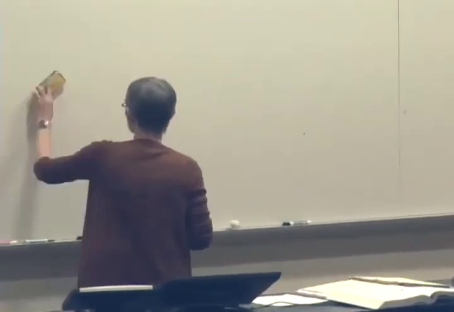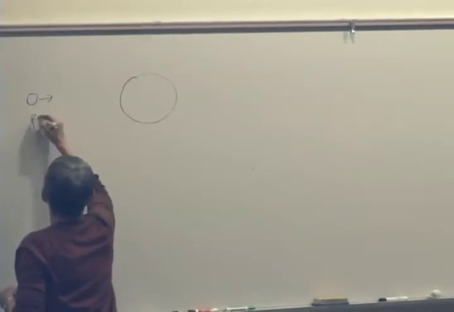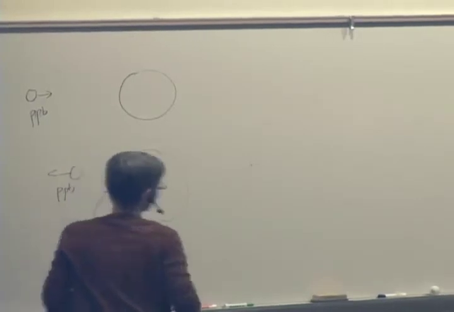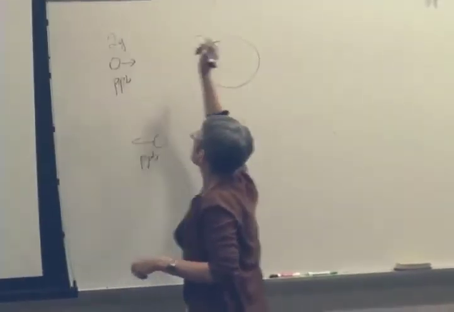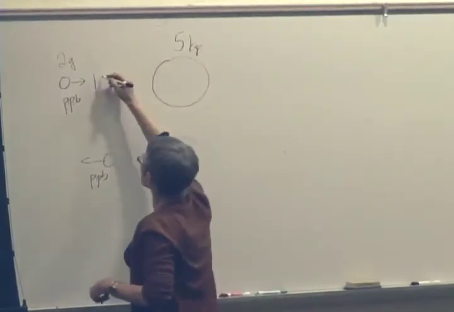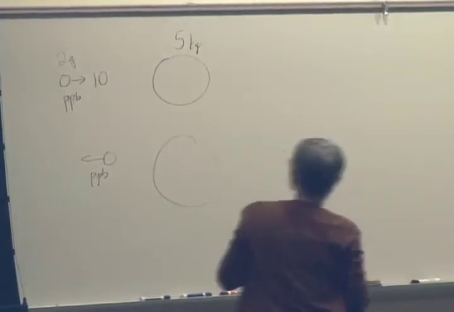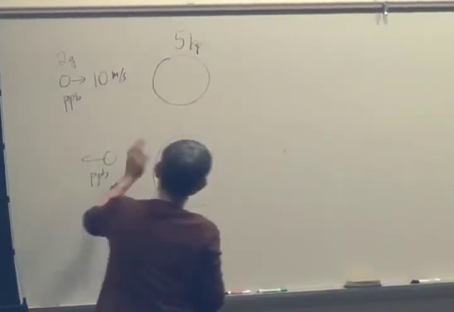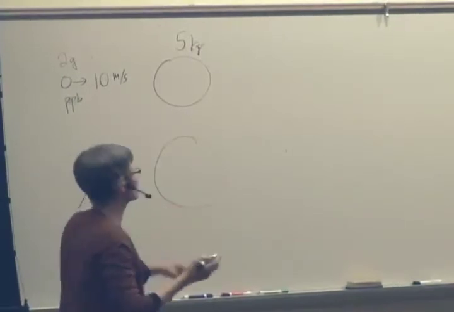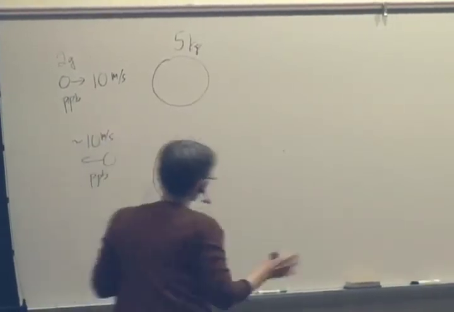Okay, so here's our system. Here's a bowling ball. Here's a ping pong ball. And here it is coming back. And let's say this is 2 grams, and that's 5 kilograms, because this is just going to be easy to do. And let's say it's going at 10 meters a second, which is actually high. And let's say it bounces back at a speed that's close enough to 10 meters per second that there's very little change. It'll be a little smaller, but.